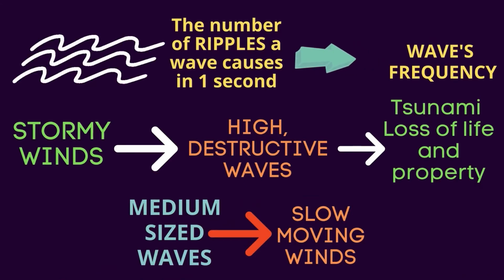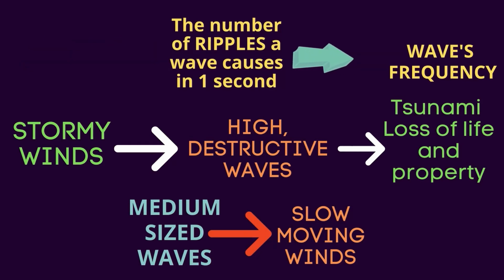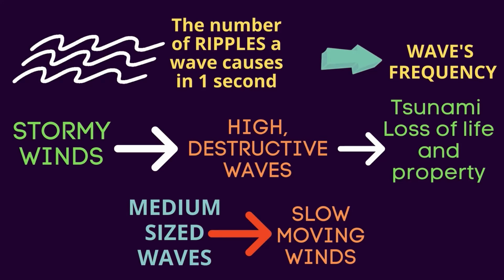The wave's frequency is determined by the number of ripples a wave causes in 1 second. The number of ripples every second is the frequency of the wave.